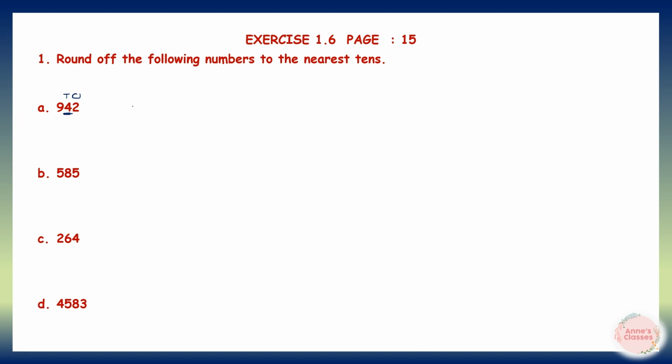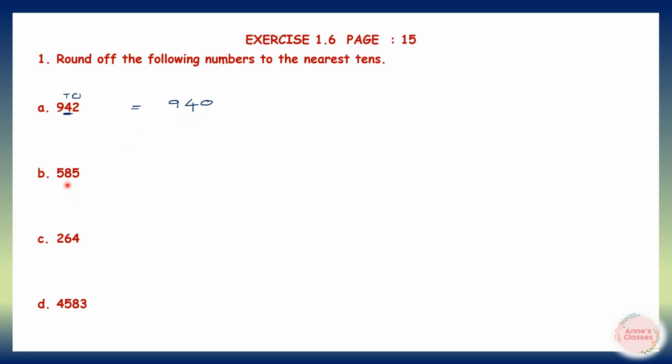So here I'm going to write 9 as it is. Now 4 is going to remain the same because the digit to the right of 4 is less than 5. So in that place I'm going to put a 0. So when I round off to the nearest 10, my number is 940.